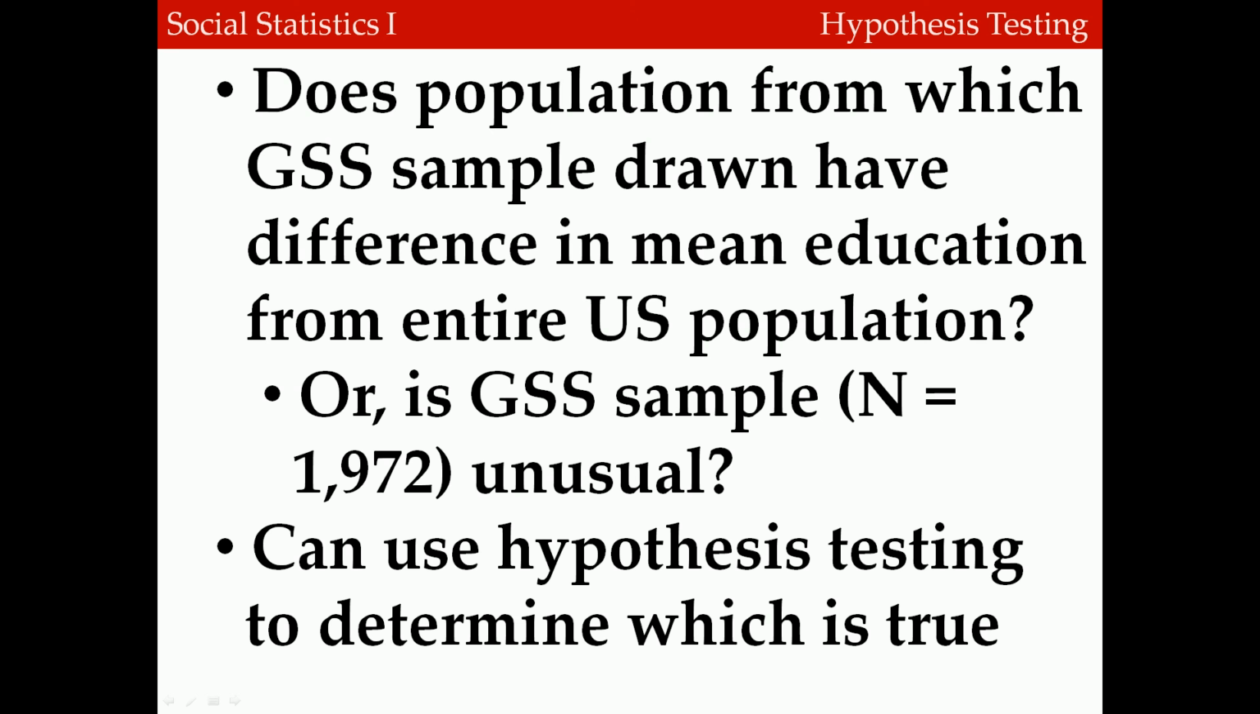Notice that again, the GSS sample seems to have a larger average education than the entire US population based on census data. So is that indicative of the fact that the GSS population is more educated, or is this GSS sample data unusual? We have to use hypothesis testing again to determine that.